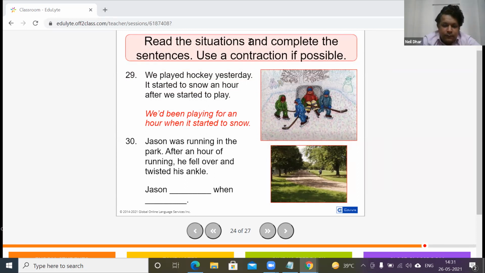Okay, next one. Jason was running in the park. After an hour of running, he fell over and twisted his ankle. Jason had been running in the park when he fell over and twisted. No, that's not right. Let's try it again. Jason had been running in the park when he fell over and twisted.